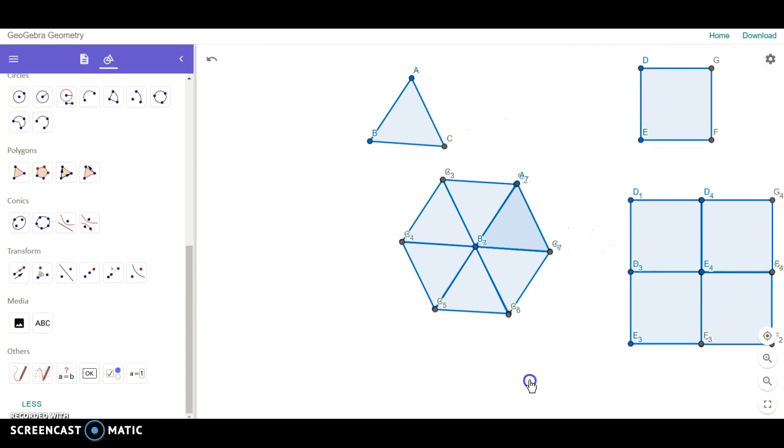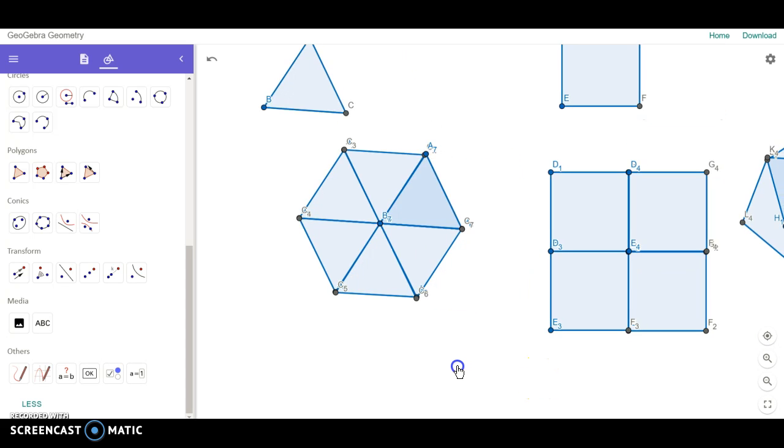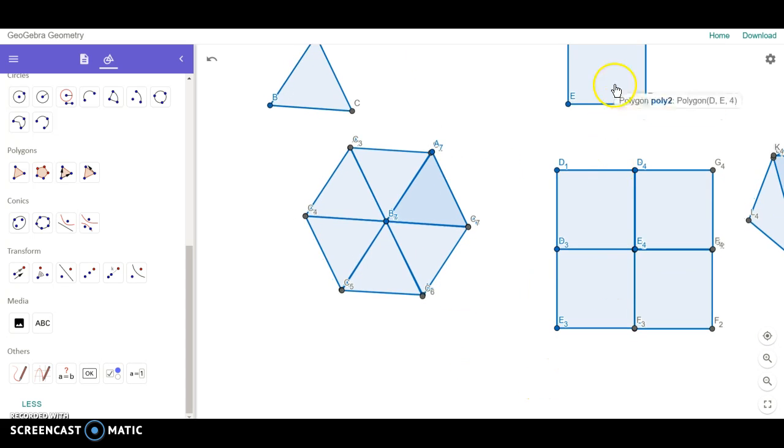Squares, our regular 4-sided polygon, also tessellate. I duplicated this square into 4 other congruent squares and rotated them about this point, and they do tessellate. All their sides line up and there's no space in between.